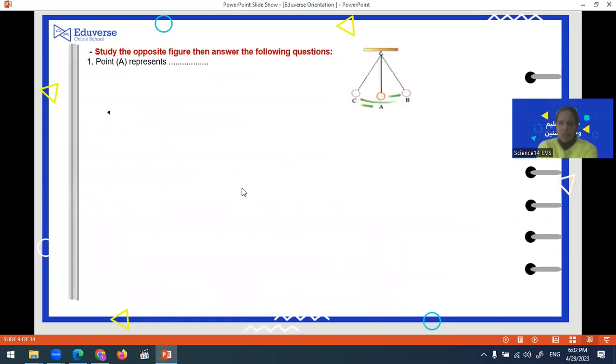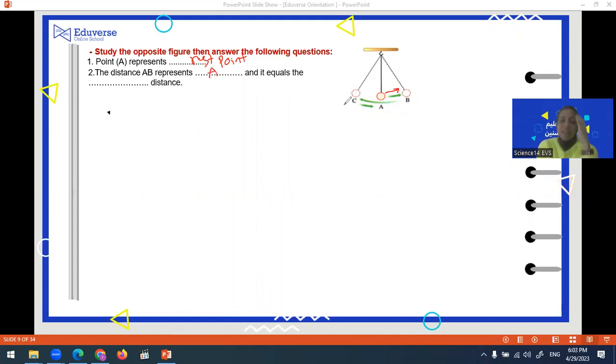Let's solve some questions quickly on Unit 1. For example, study the opposite figure, then answer the following questions. For example, point A. Where is A? Here is A. What is it? The rest position. Excellent. The rest position. Rest point or position. The distance between A and B represents the distance between where? A, B. It represents what? It represents the one amplitude.